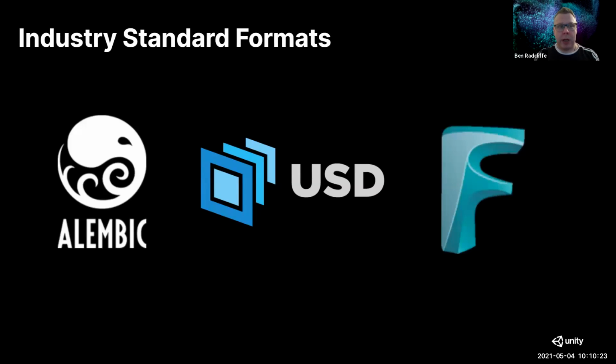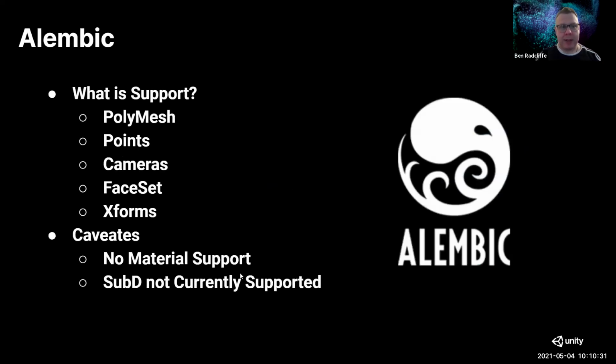So we're going to take a quick look at industry standard formats, and I'll show a demo of bringing these in real quick. But we have Alembic, USD, and FBX. Alembic, this is one thing I'm always going to say: a lot of people work in visual effects and animation, and the main file format they have is Alembic, but it's supported by a pipeline, and they don't realize Alembic is raw geometry. It doesn't have any textures. It doesn't have any lighting. It's pure points: polymesh points, camera, face sets, xforms. There's no material support with Alembic. And one little caveat, in Unity, sub-Ds are not currently supported in real time on the GPU.